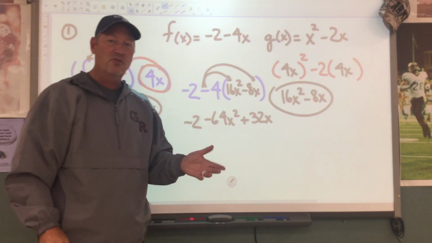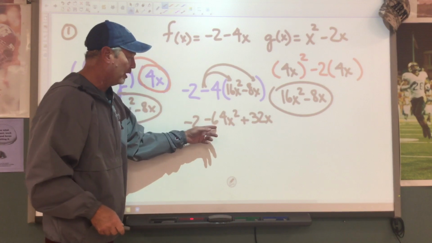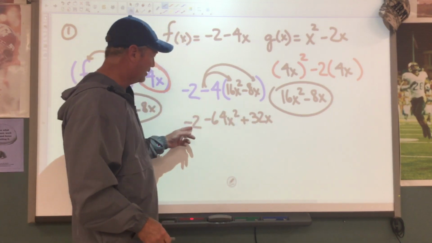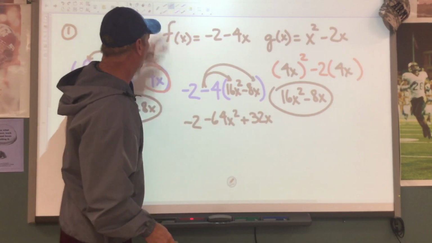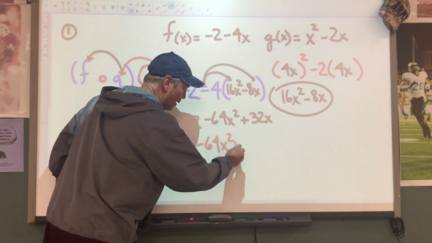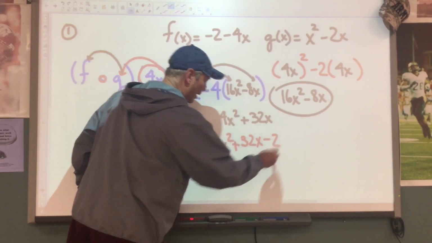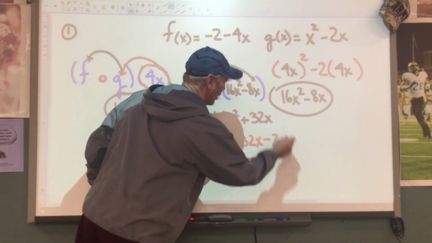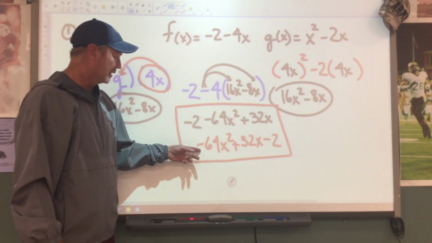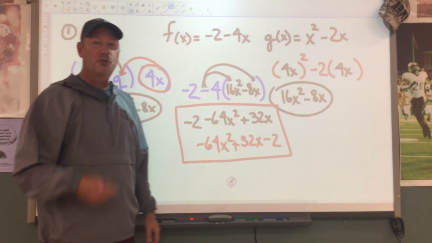Now that's an okay answer. That's a good answer, but it's not the way we want you to write the answer. We would prefer if you put the largest to smallest exponent, and the constant at the back end. We would prefer -64x squared plus 32x minus 2. Now, both of those are correct answers. This is the preferred form, but they're both correct. Okay? Let's go on to another problem.